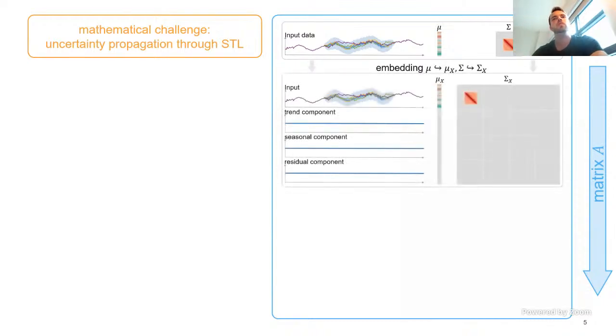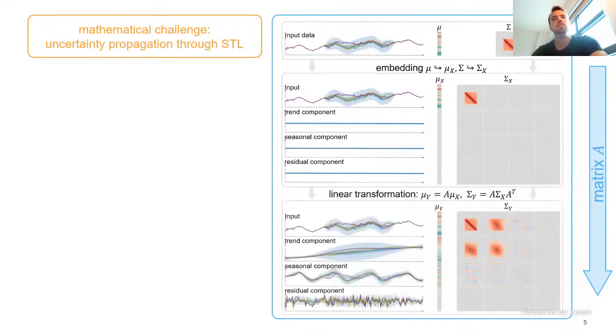So first of all, we do an embedding. So the mean vector is embedded and the covariance matrix is embedded as well. All of these components, this is kind of the initialization step, which we have seen before. And all of it is initialized with the value 0. And now we have the right dimension to apply the matrix A. And this will lead to the linear transformation of our expected mean and our covariance matrix.